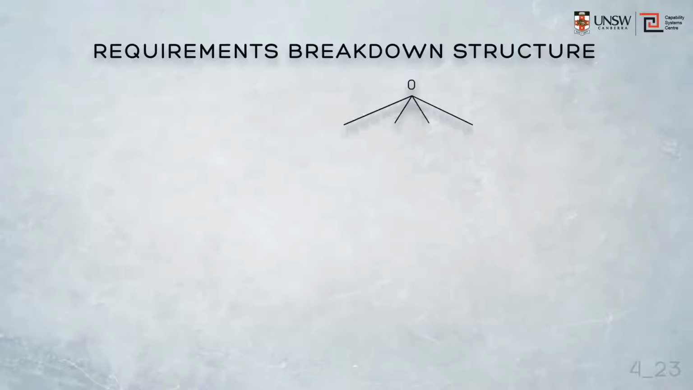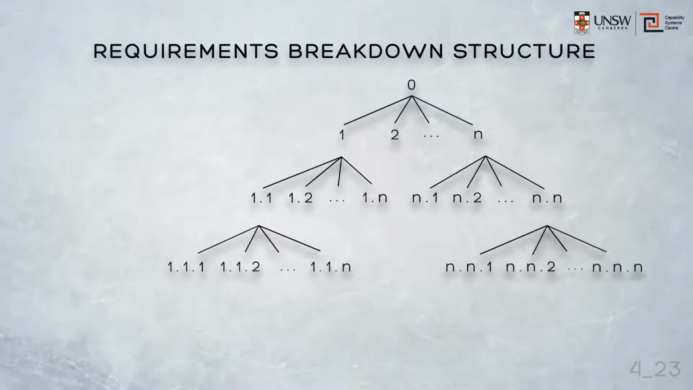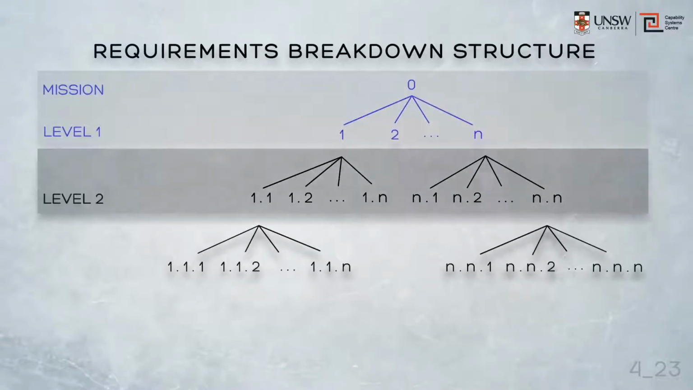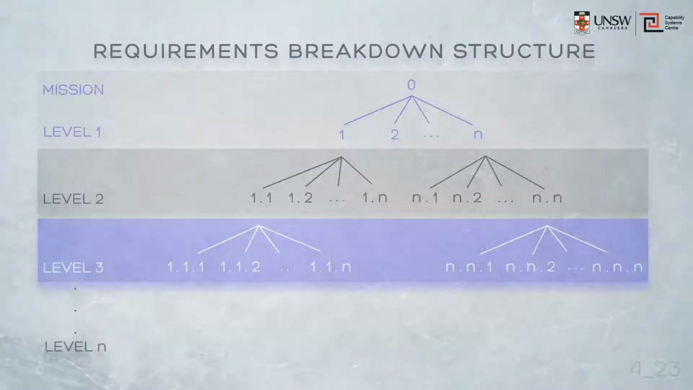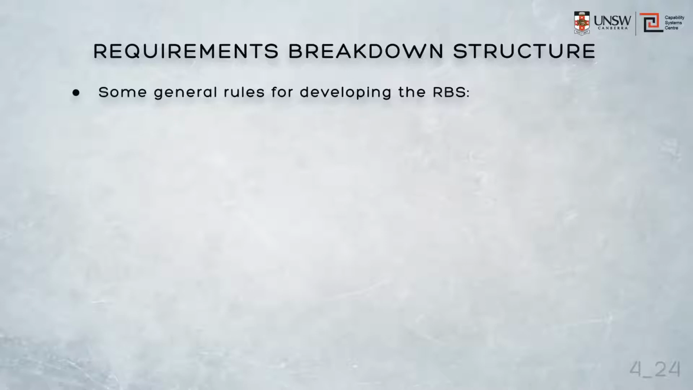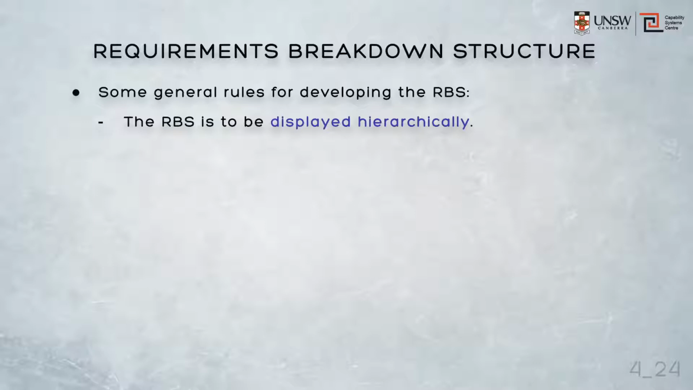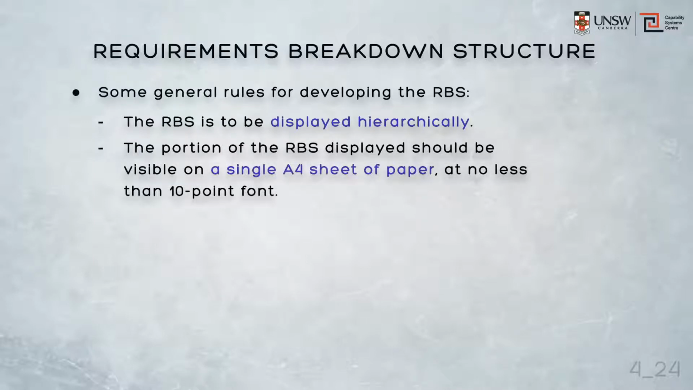If we look at this tree more formally then, we can see that the addition of a numbering system allows each level to be associated with the level above and below. There are some general rules for developing the RBS. First, the RBS is a hierarchical graph, so the level that's being illustrated should be such that the portion displayed should be visible on a single A4 sheet of paper at no less than 10-point font.